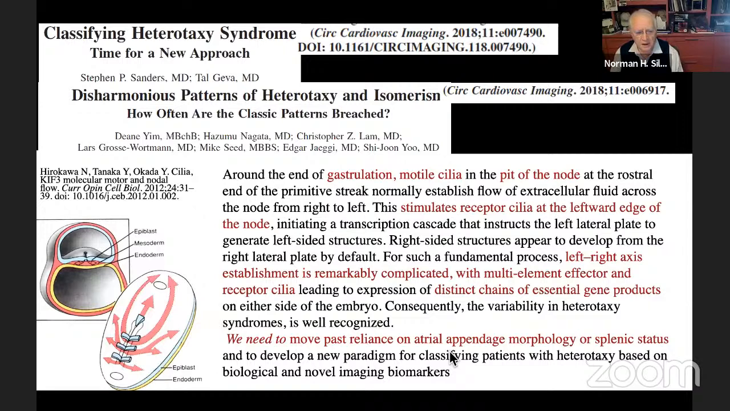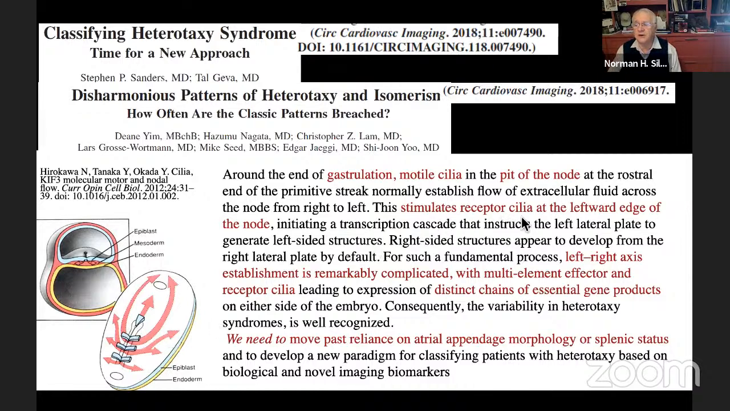So here is an example of the embryonic disc, a cartoon, and we see the primitive node and the primitive streak, and we see that cells migrate in this primitive streak in various ways, and this is at gastrulation, and it's nodal cilia at the pit of the node that's over here. Okay, and they establish a flow of extracellular fluid across the node from right to left.